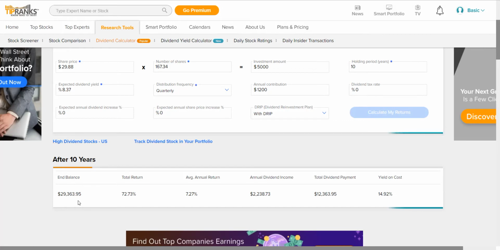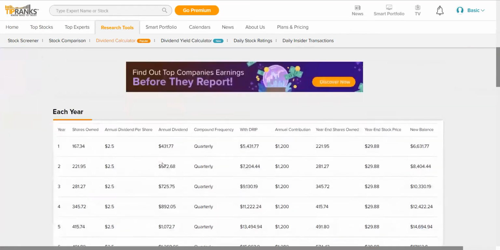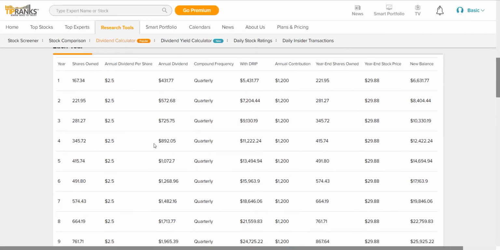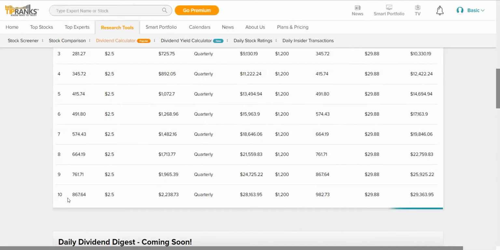If not, let me know below in the comments and I'll be happy to answer any questions that you guys have. Additionally, we can see that our annual dividend payout has increased to $2,238. So let's go down and take a look at what it looks like over the next 10 years. So again, first year, obviously nothing changes. But then by year 10, instead of 500 and some change in shares, we now actually have 867 shares, which brings us to the $2,238 in annual dividend payout.